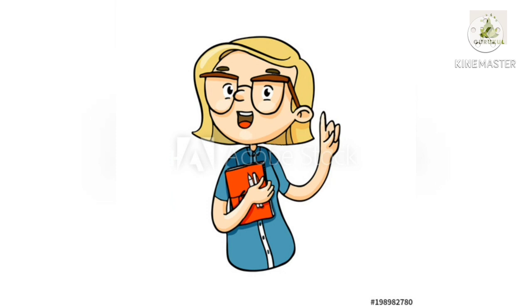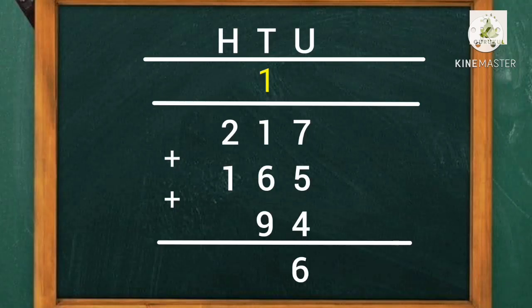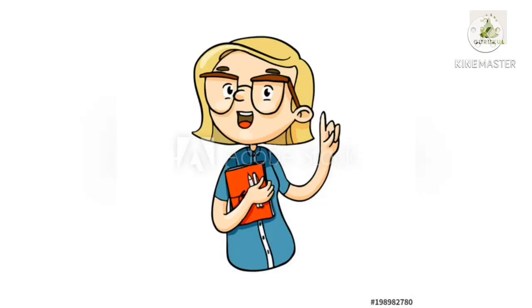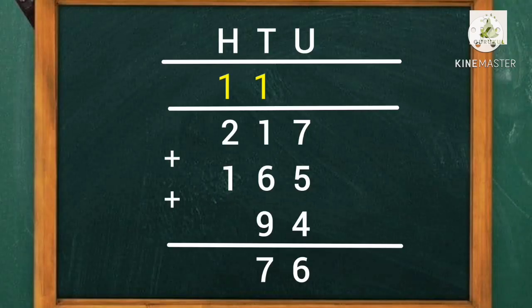Yes, 16. 16 units is 1 ten and 6 units. Write 1 at the top of the tens place and 6 under the line in the units place. Now add the digits in the tens place. What do we get? Yes, we get 17. So 10 tens make 100. So what will happen now? 17 tens make how much? 1 hundred 7 tens. Write the 100 at the top of the hundreds place and the 7 under the line in the tens place.